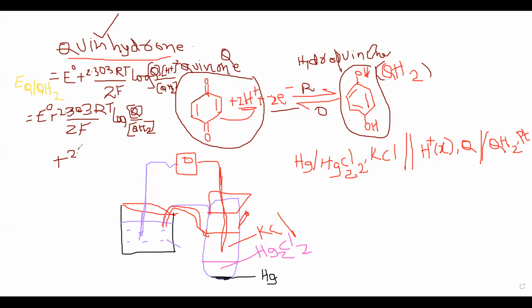Therefore, I am writing like this, 2.303 RT by 2F log H plus whole square. Why? Because H plus is there. When it is whole square, in logarithm you can write this 2 here and this 2 and this 2 get cancelled. Am I correct or not? If I am correct, type 1.